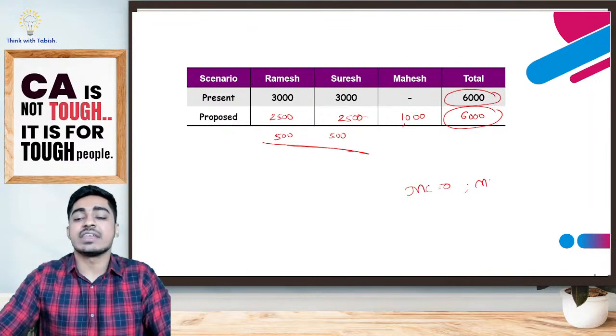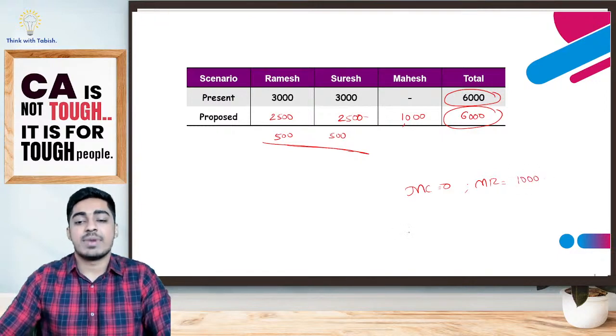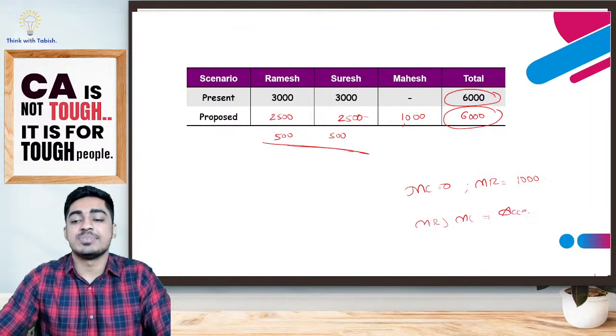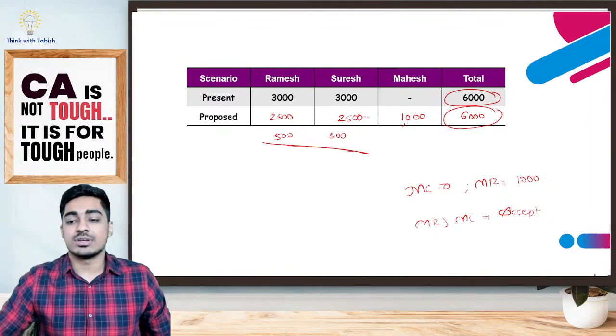But the marginal revenue, how much is Mahesh willing to pay us? 1,000 rupees. Marginal revenue is more than marginal cost. So we will accept the proposal. Is it clear, students? This is what marginal costing is all about. Now, moving ahead. Yes, a continuation of the story.